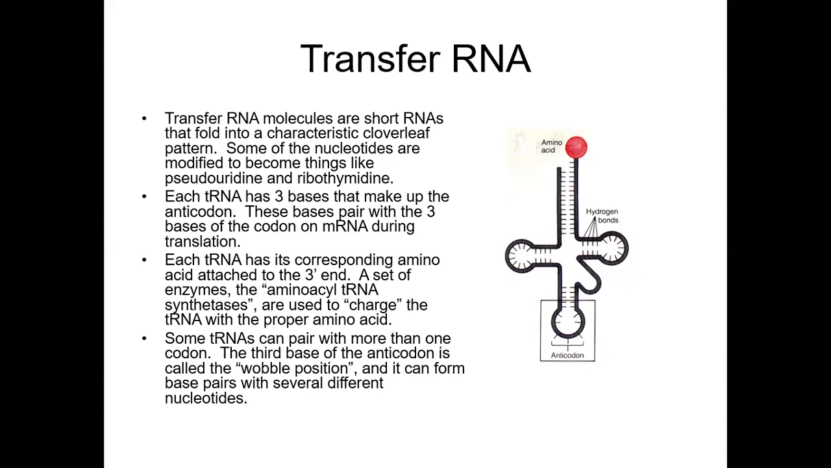Each transfer RNA has its corresponding amino acid attached to its 3' end. A set of enzymes, the aminoacyl transfer RNA synthetases, are used to charge the transfer RNA with the proper amino acid. Some transfer RNAs can pair with more than one codon. The third base of the anticodon is called the wobble base, and it can form base pairs with several different nucleotides. This third base of the anticodon is called the wobble position.